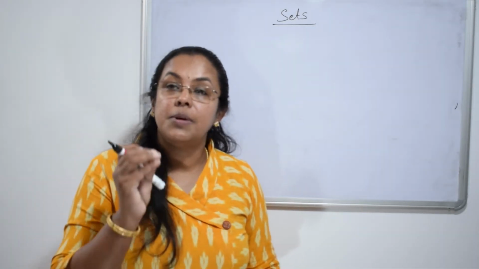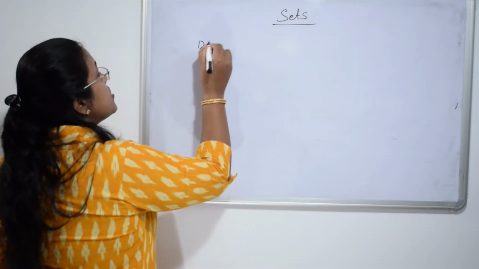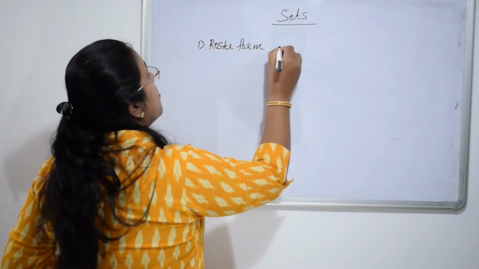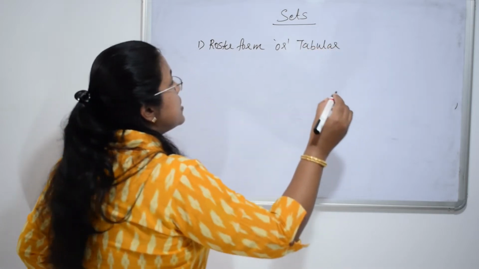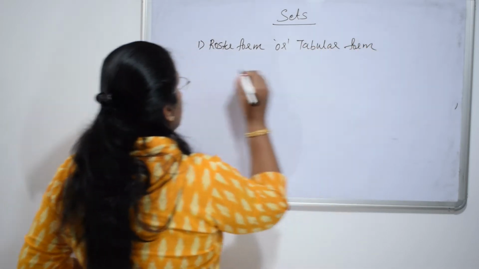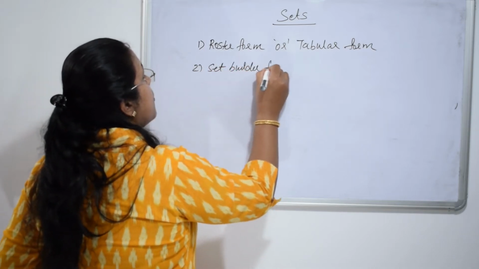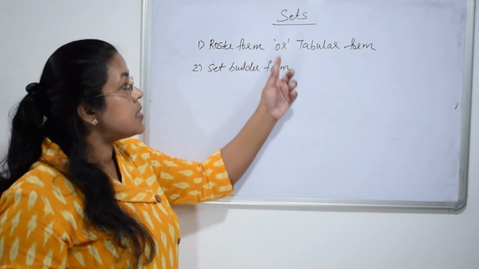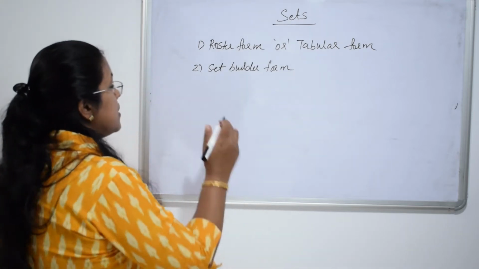Now we will learn the methods of representing a set. There are two methods of representing a set. First method is called roster method or roster form or tabular form. Second is called set builder form. In these two ways we can represent a set. What are these methods? I am going to explain with the help of an example.